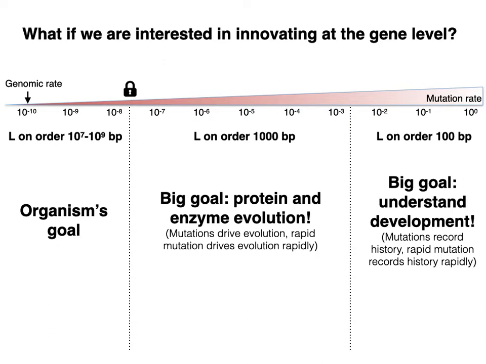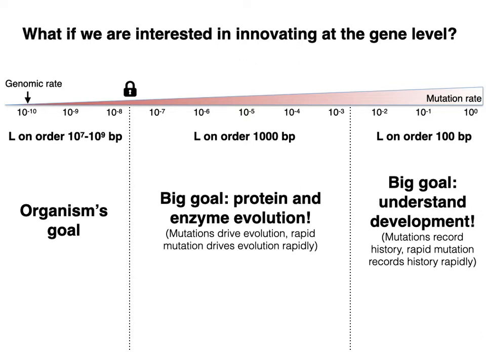But what if we are interested in innovating at the gene level? For instance, what if you're a protein engineer and what you want to do is rapidly evolve proteins encoded by genes? To sample diversity sufficiently for a protein, you need very high mutation rates per gene, which complex life has locked out by this 1/L threshold.